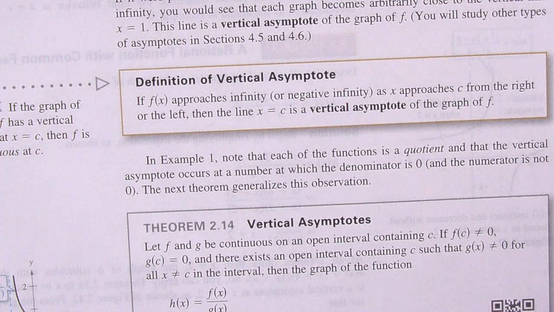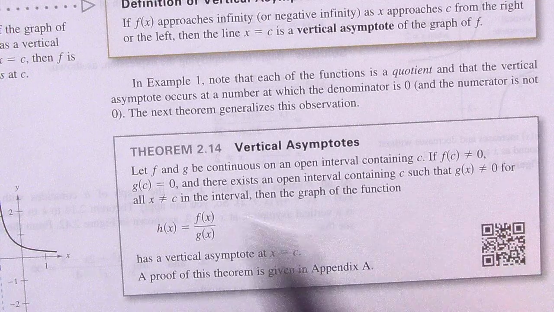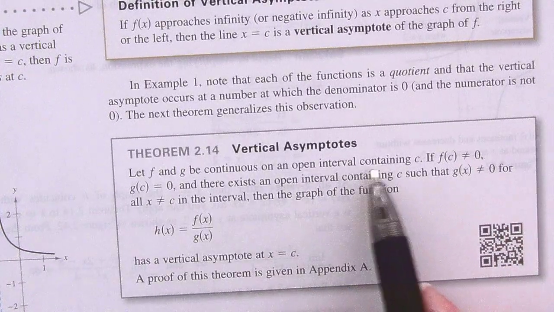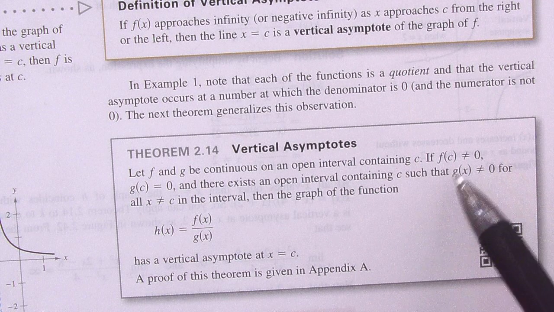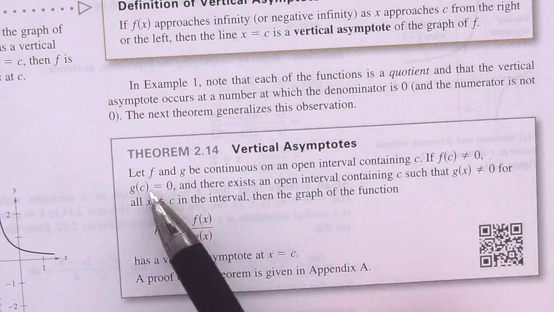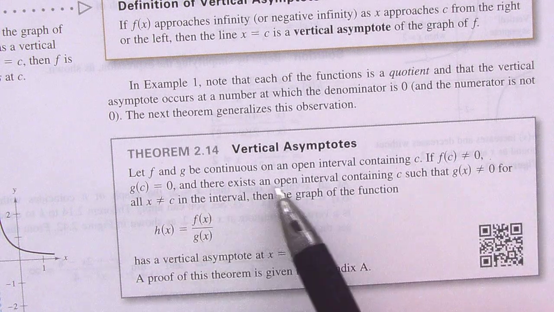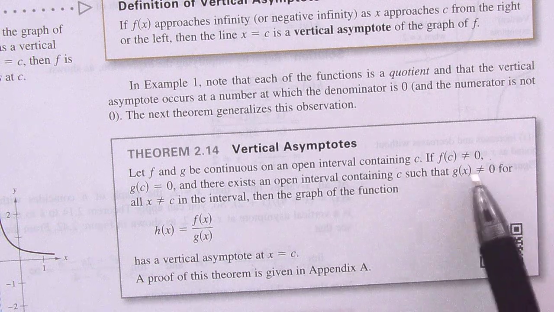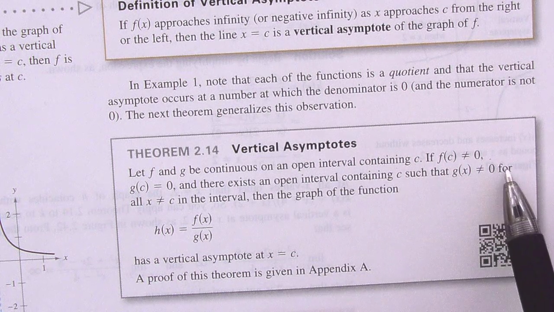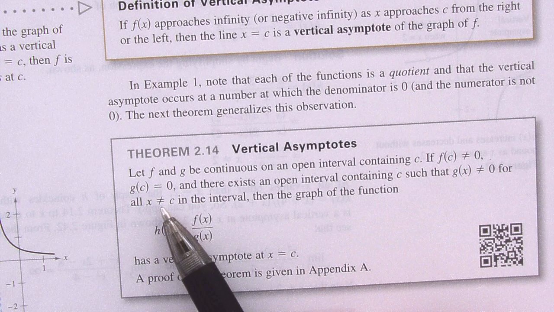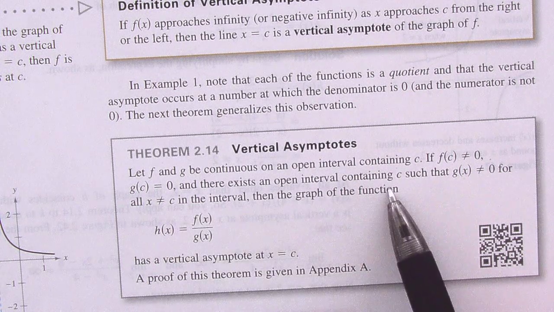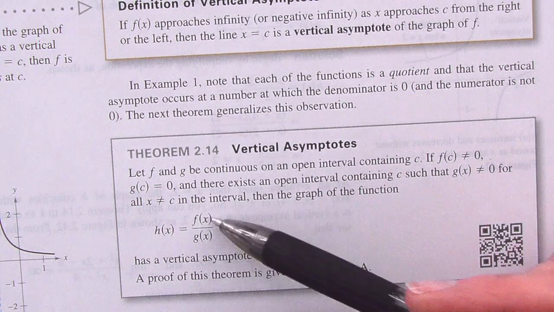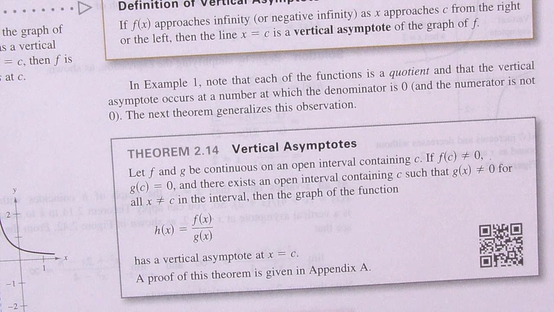Then let f and g be continuous on an open interval containing c. If f of c is not equal to 0 and g of c is equal to 0, then there exists an open interval containing c such that g of x is not equal to 0 for all x not equal to c in the interval. Then the graph of the function has a vertical asymptote at x equals c.